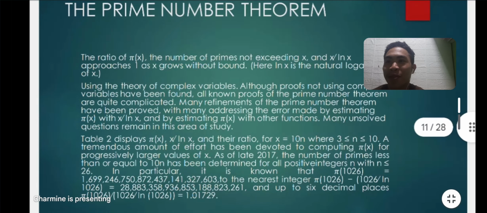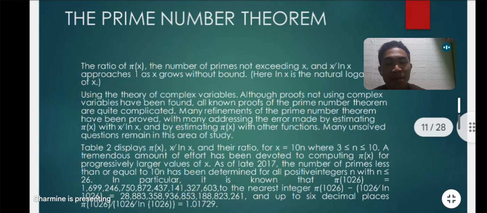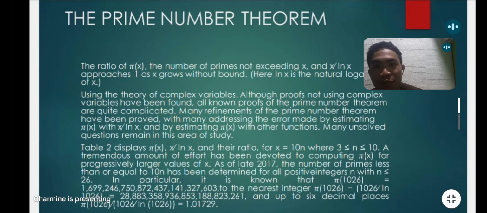Next. So, the prime number theorem. The ratio of pi(x), the number of primes not exceeding x, and x over ln x approaches 1 as x grows without bound. Here ln x is the natural logarithm of x. Proofs using the theory of complex variables have been found, but all known proofs of the prime number theorem are quite complicated.